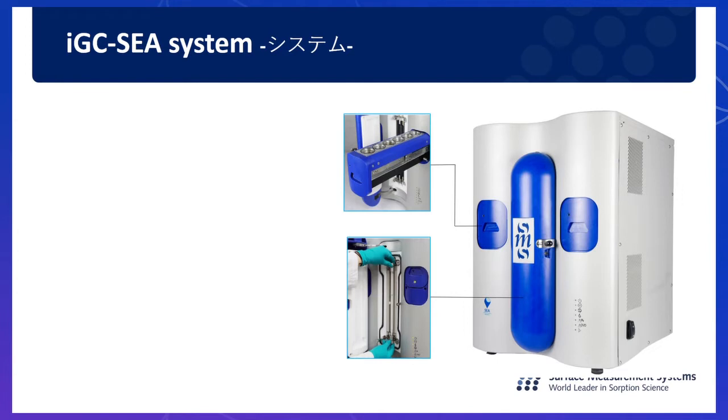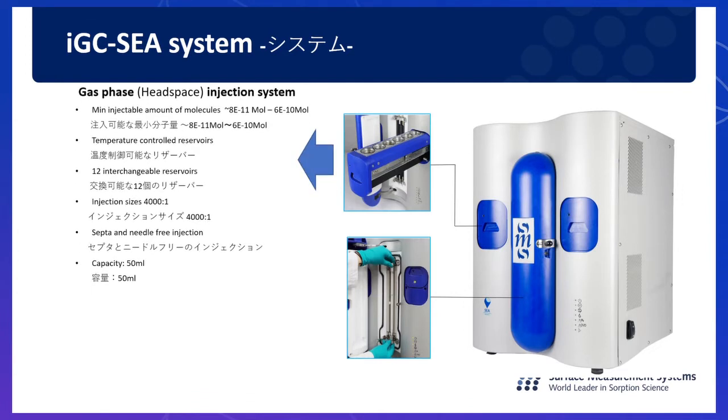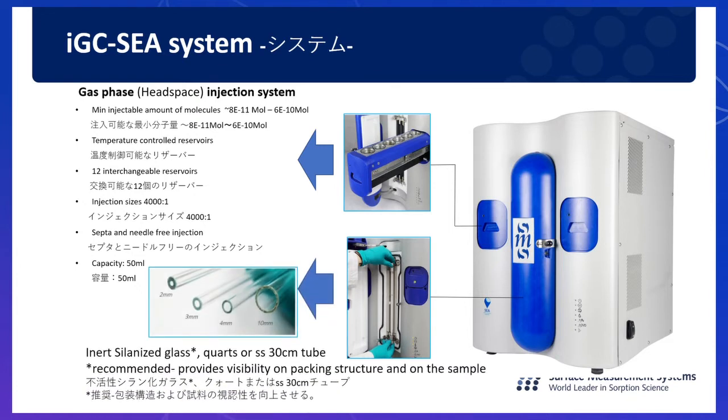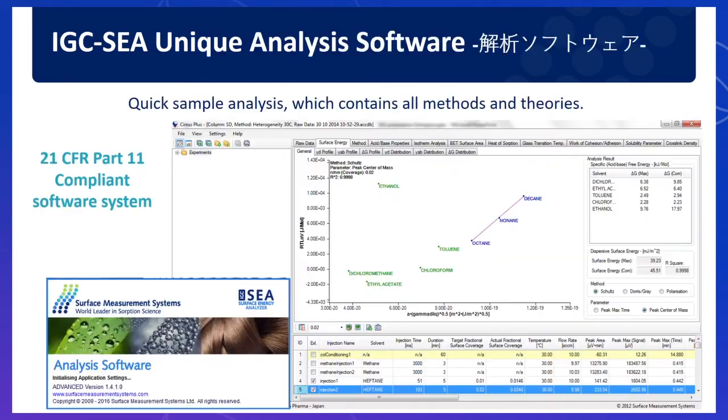So here's the instrument again. There are 12 interchangeable solvent reservoirs. It can inject a wide range of concentrations. It's like a headspace injection: the vapor phase is injected into the column. There are different sizes of columns for different materials, for fibers, granules, powders, nanomaterials, and so on. We also have different types of columns: silanized glass, quartz, and stainless steel tube.